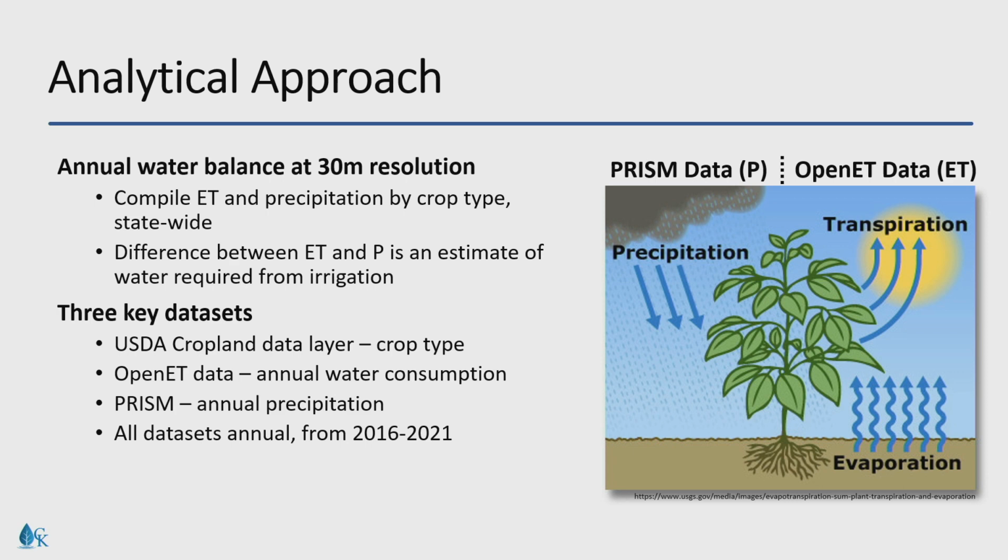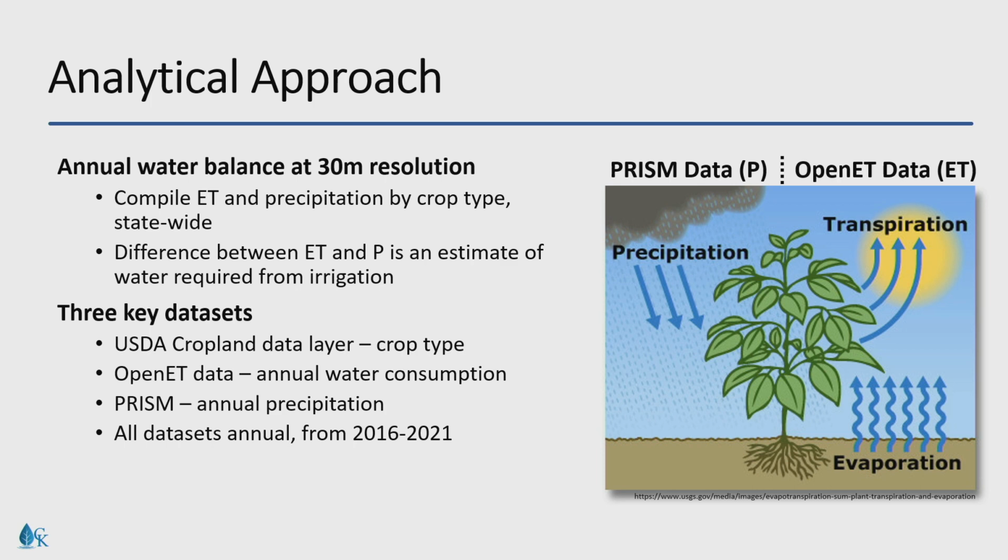So our analytical approach was really, really straightforward. We're basically just doing an annual water balance at a 30-meter resolution across the state of New Mexico. We're compiling evapotranspiration from OpenET, precipitation from PRISM, and crop data from the cropland data layer. And many people have mentioned already that this is not a complete water balance. There's runoff, there's deep percolation. We're ignoring runoff and deep percolation. But what we're trying to do is take the incoming precipitation from PRISM, take the evapotranspiration data from OpenET, and calculate what is a minimum irrigation requirement for each crop, for each pixel.